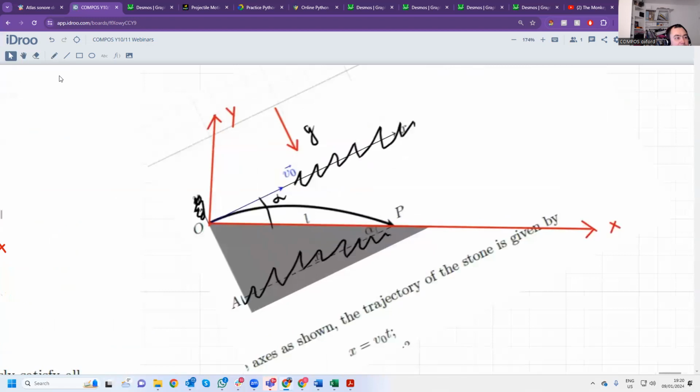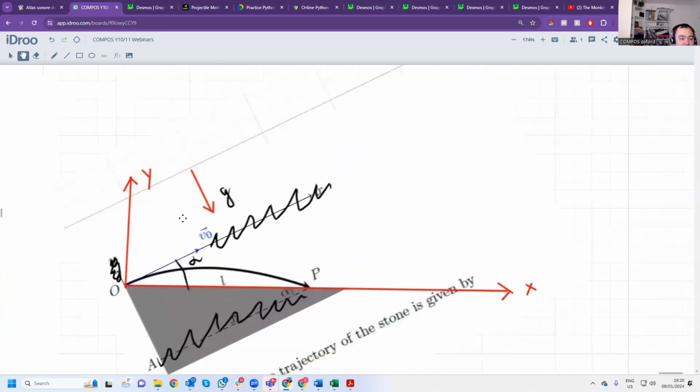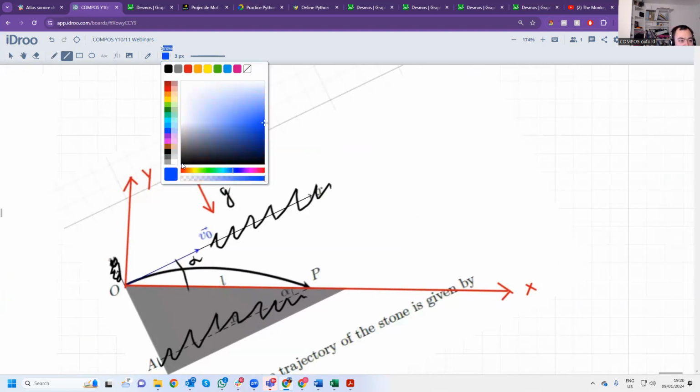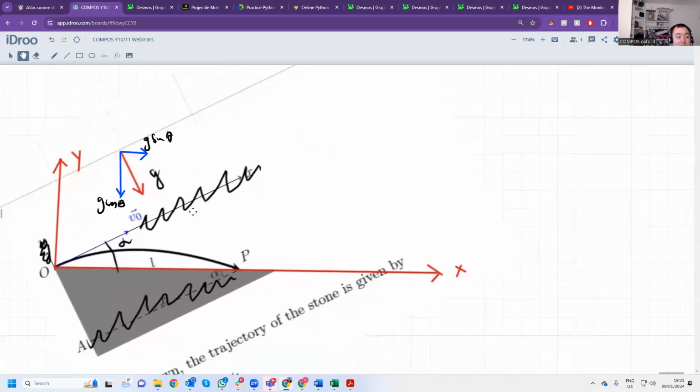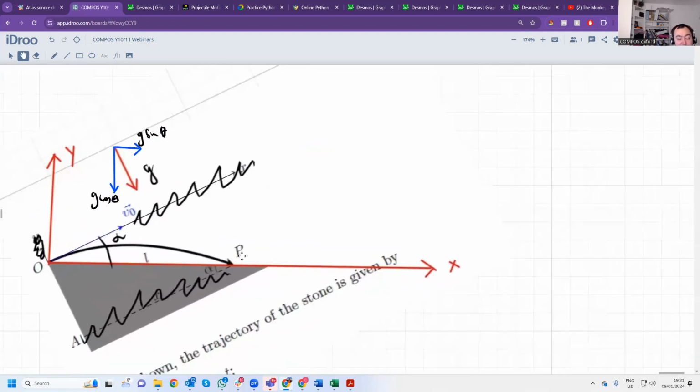And now I can see that we have the x-axis going horizontally, the y-axis vertically, but the acceleration now has two components. The acceleration has a downwards component and a horizontal component. And this is going to be g sine theta, and this is g cos theta. Now, that means it is accelerating horizontally and accelerating vertically.